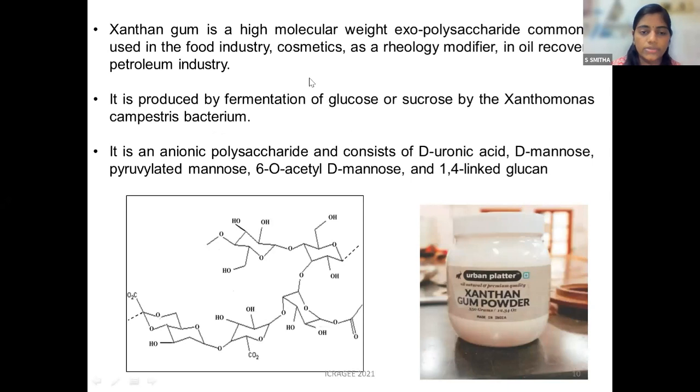It is mainly used in the food industry as a rheology modifier and in the oil recovery petroleum industry. It is produced from fermentation of glucose or sucrose by the bacteria Xanthomonas campestris. It is anionic in nature. Here we can see the chemical structure of the xanthan biopolymer. It is obtained as a powder form from the manufacturer.